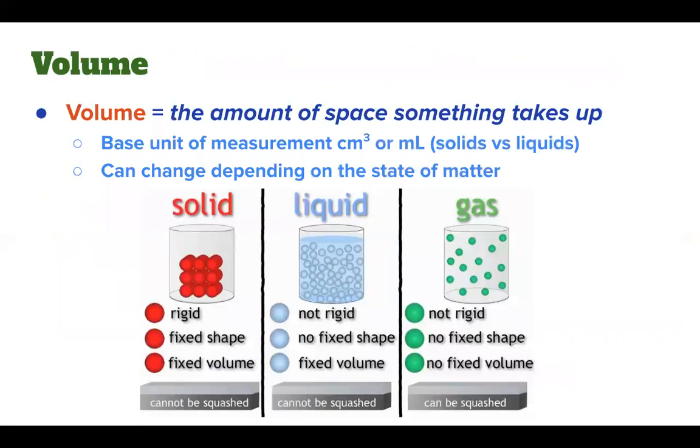Volume, another physical property. It's the amount of space something takes up. That's the definition. So the base unit of measurement is cubic centimeters or milliliters, which cubic centimeters is typically used for solids and milliliters is typically used for liquids. It can change depending on the state of matter. So this is the fun part about volume. Mass is always going to stay the same, no matter what state of matter, because all it is the number of particles. But volume, now we're talking about how much space is in between those particles.